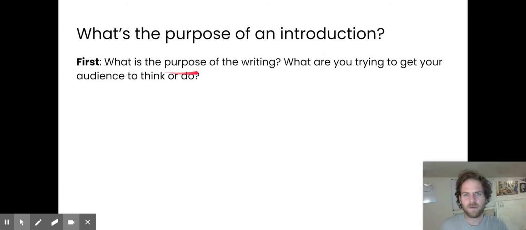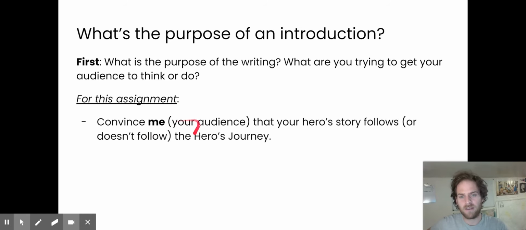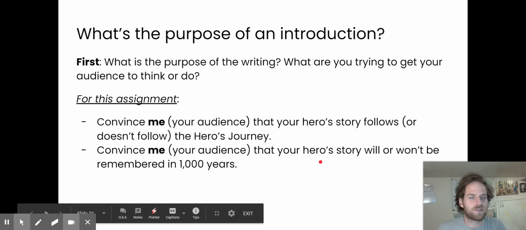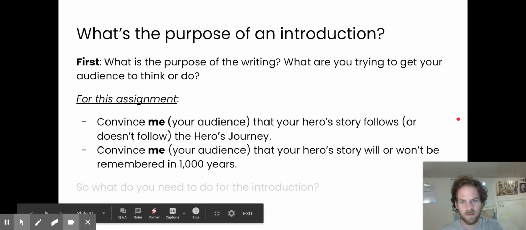So first we need to think about what's the purpose of the writing that we're doing. What are you trying to get your audience to think or do? And for this assignment, convince me, your audience, that your hero's story follows or doesn't follow the hero's journey. Pause if you need to, but that's what you're doing for this assignment. Okay? You're also convincing me, your audience, that your hero's story will or won't be remembered in 1,000 years. What we talked about today, is it going to become a myth?